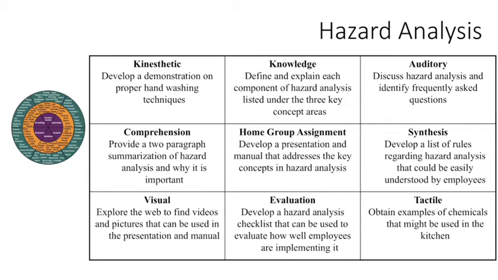For visual, you might have them explore the internet to find videos that can be used. For a kinesthetic learner, you might actually have them demonstrate proper hand washing techniques. That can even be videoed and used as an example. For tactile, students might need to obtain examples of chemicals that might be used in the kitchen. Let's look at another one.